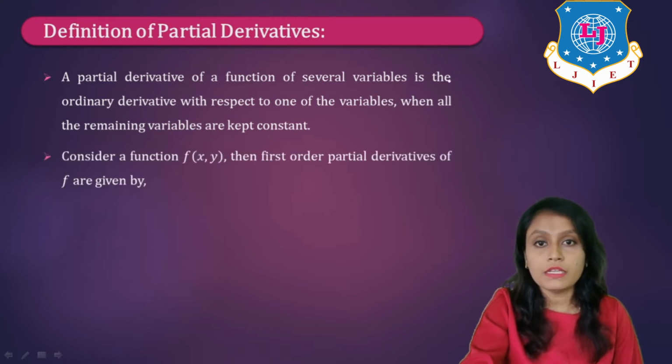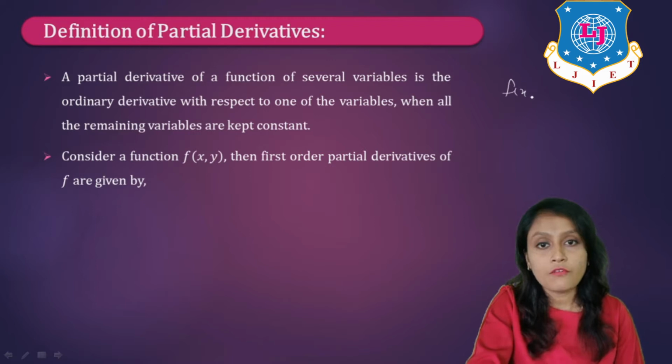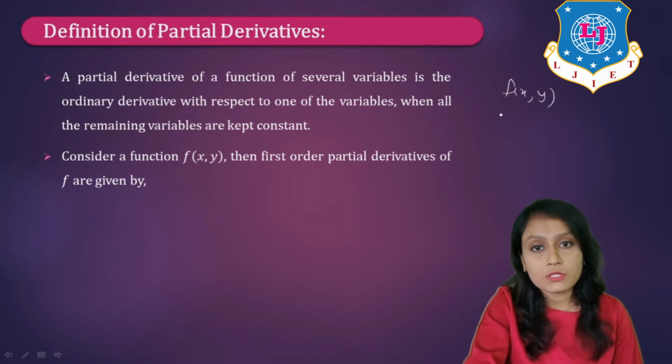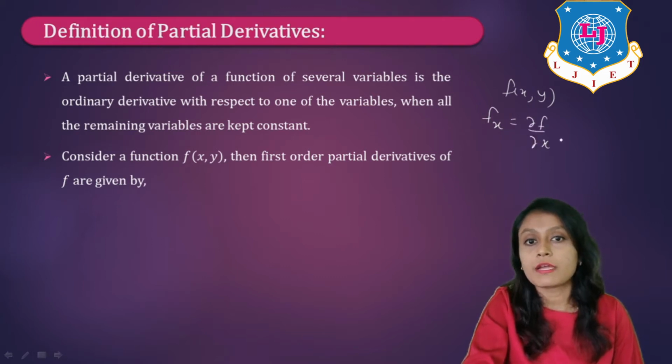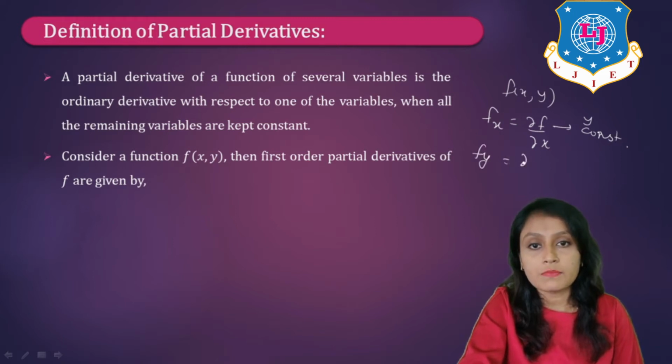So for example, if we have a function of two variables, that is f of xy, and if we have to find fx, that is partial derivative of function f with respect to x, in this case we will keep y as constant. And if we want to find fy, that is partial derivative of function f with respect to y, at that time we will keep x as constant. So this is the meaning of the statement we have discussed.